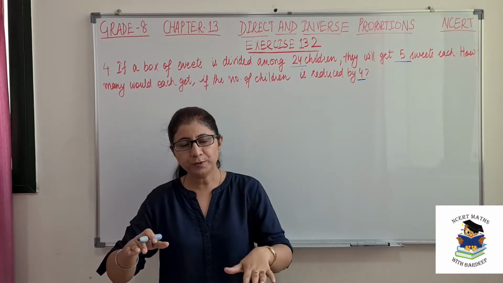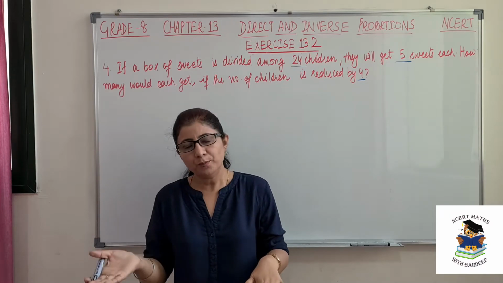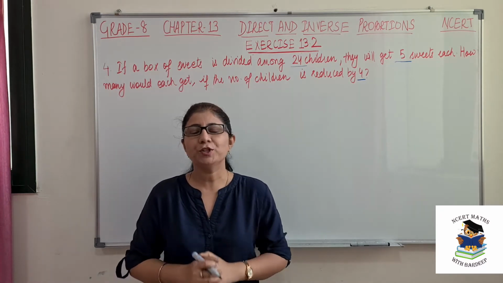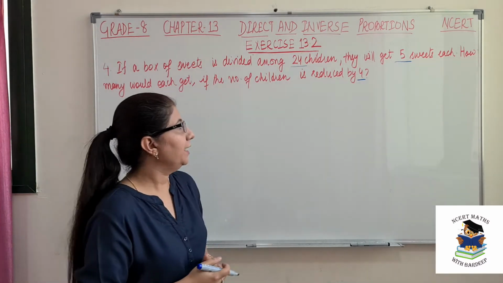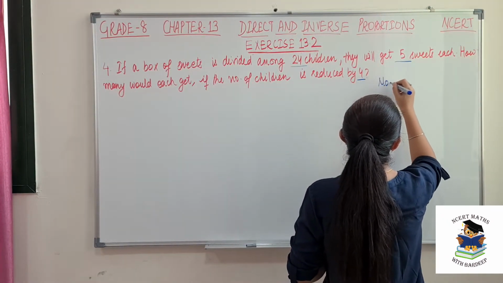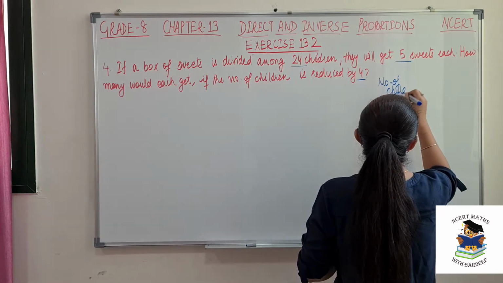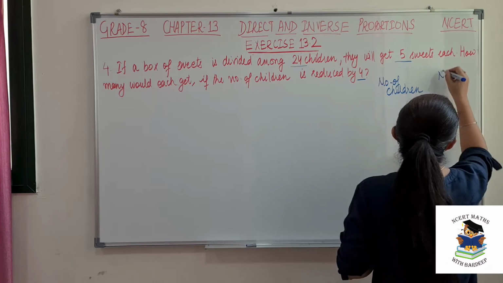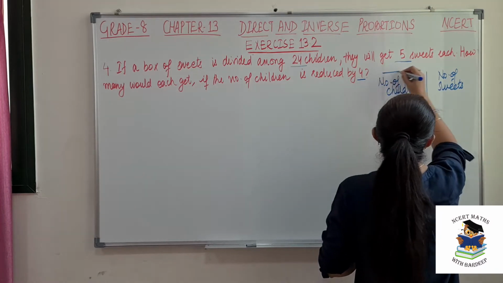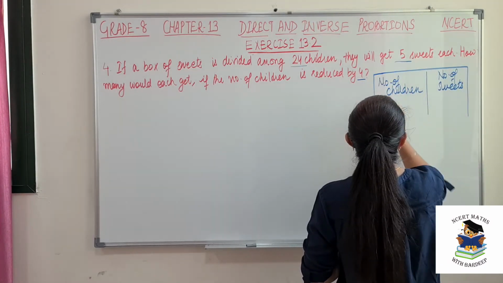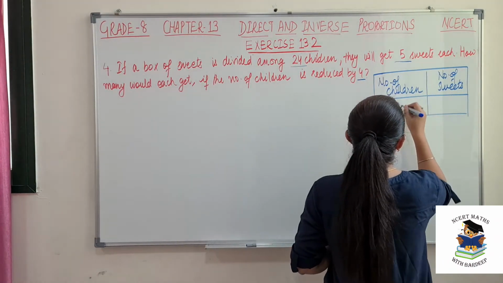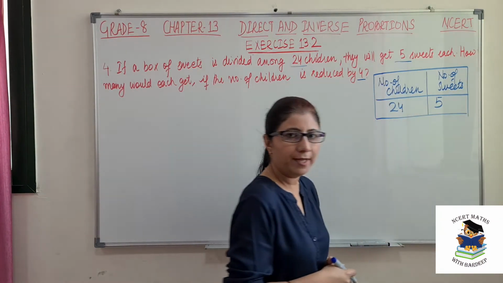So the number of children is decreasing, so per head sweets will increase, since they are going in opposite direction. So this question is inverse proportion. So let's write it first. We will make a table in which the first quantity is number of children and the second is number of sweets. Let's write our first value: if the number of children is 24, each will get 5 sweets.